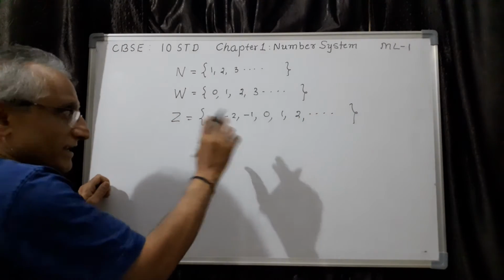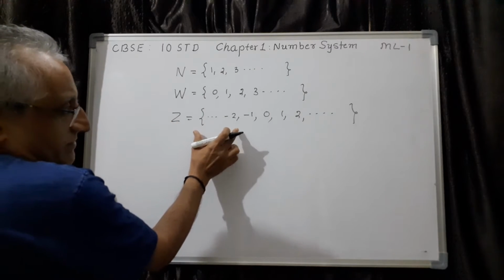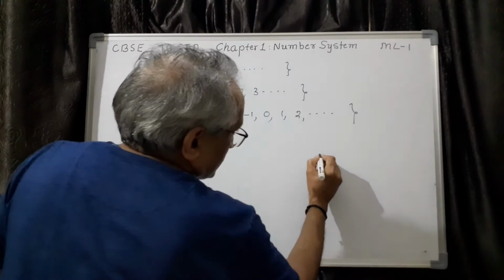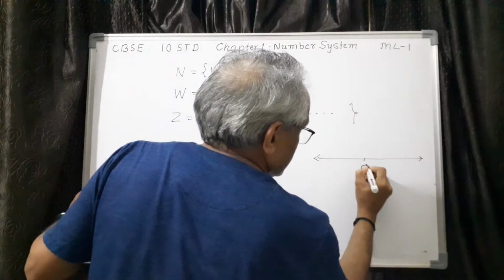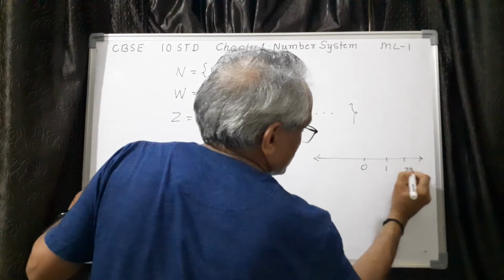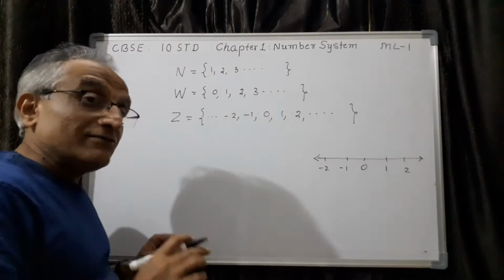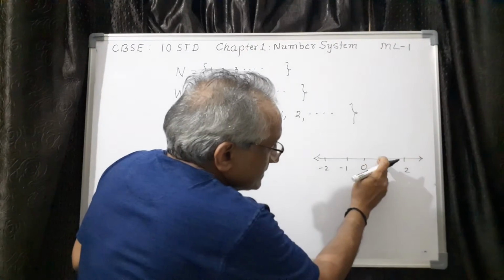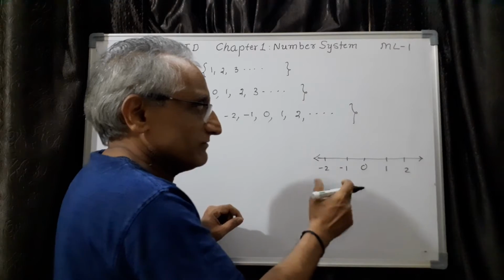Then there were fractions. So this was not sufficient. So we did actually like this. We took a number line like this. This is 0, this is 1, this is 2, etc. This is -1, this is -2, etc. Then we started filling the points here with the fractions. For example, 1 by 2, 1 by 3, 1 by 4, like that.